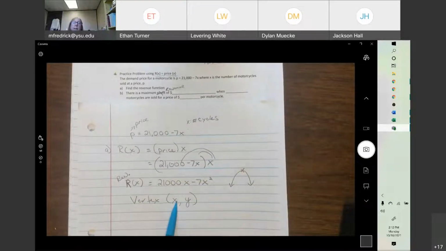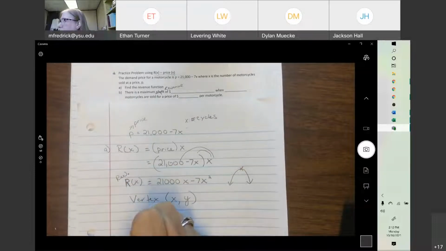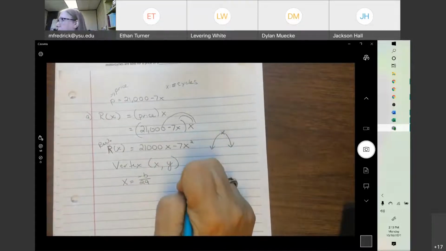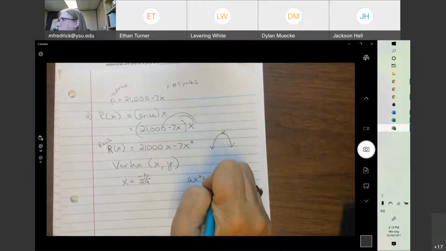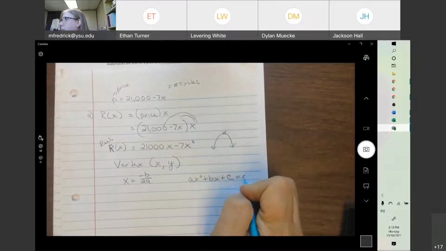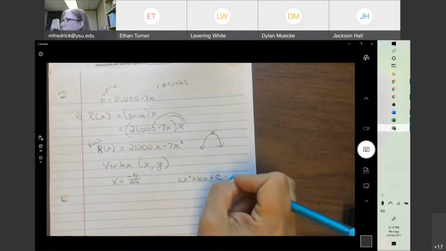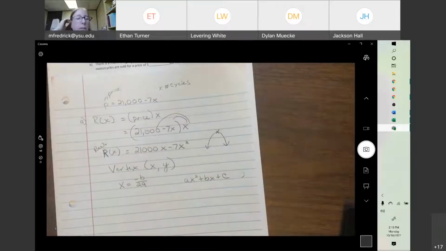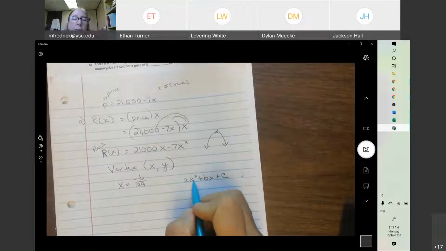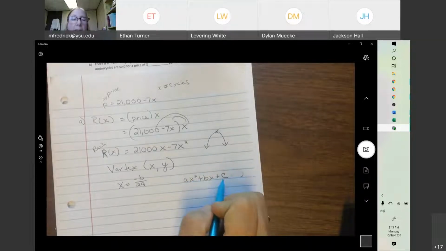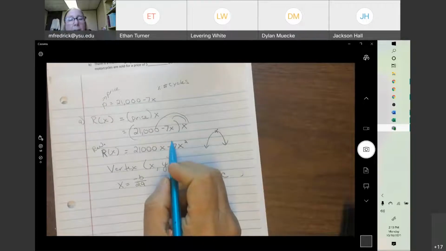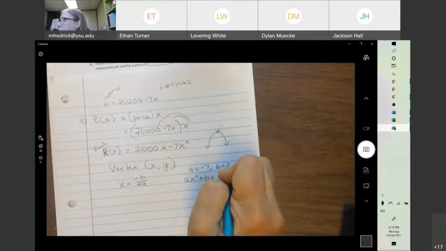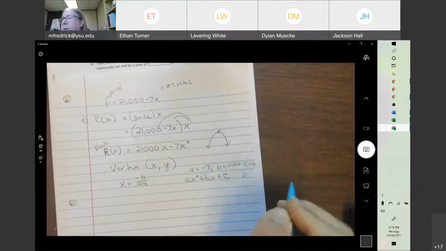Well, to find the vertex, remember the x value is negative b over 2a. The vertex is negative b over 2a. A is with the x squared term, b is the x, and c is the constant. So in this problem, a is negative 7 because it's with the x squared. B is the 21,000, and C would be 0.